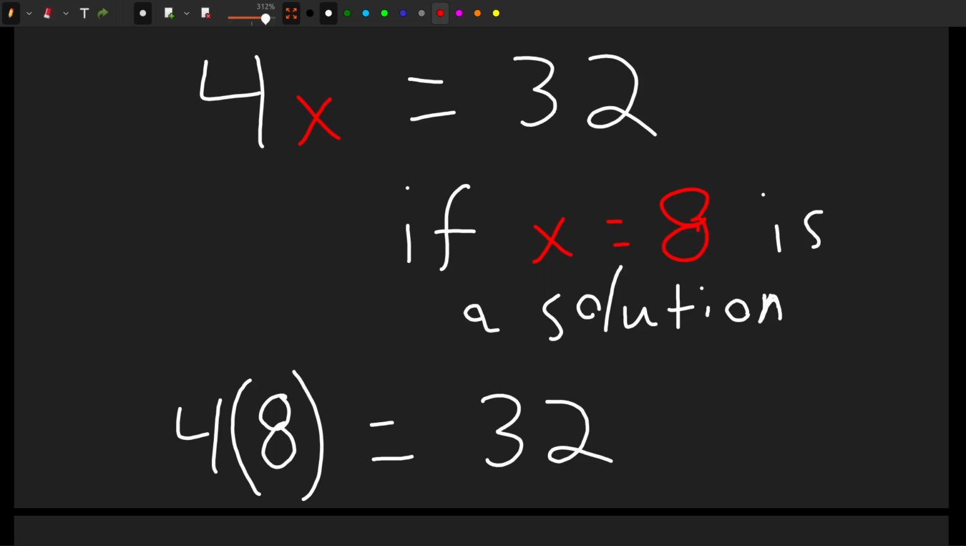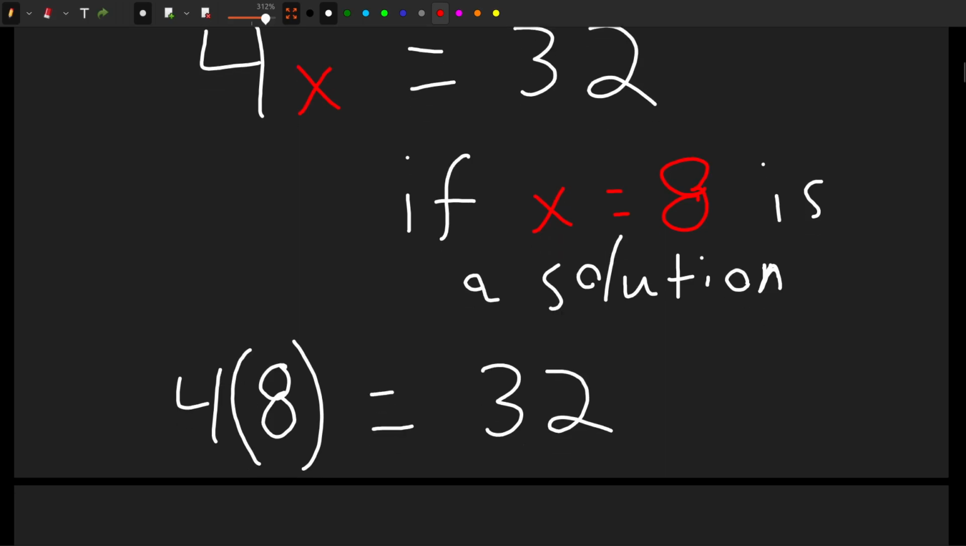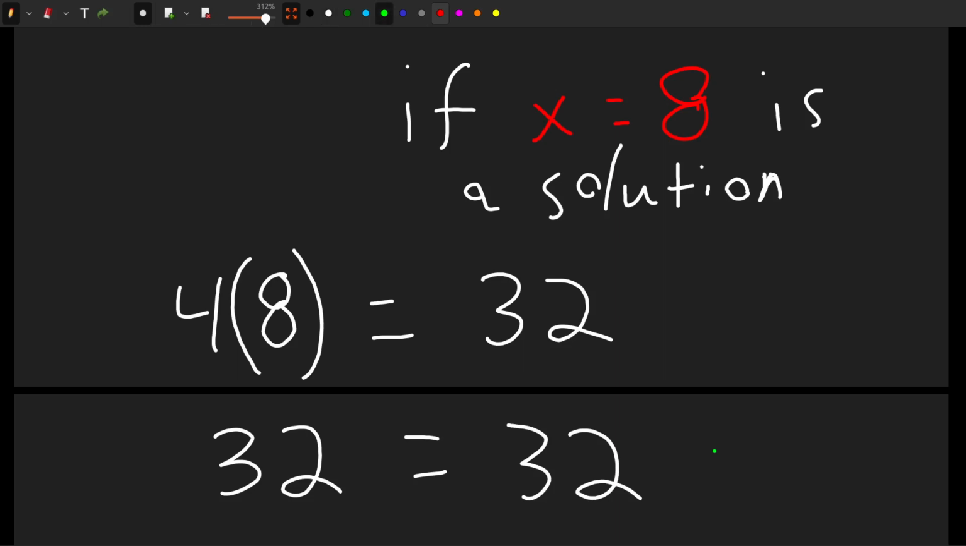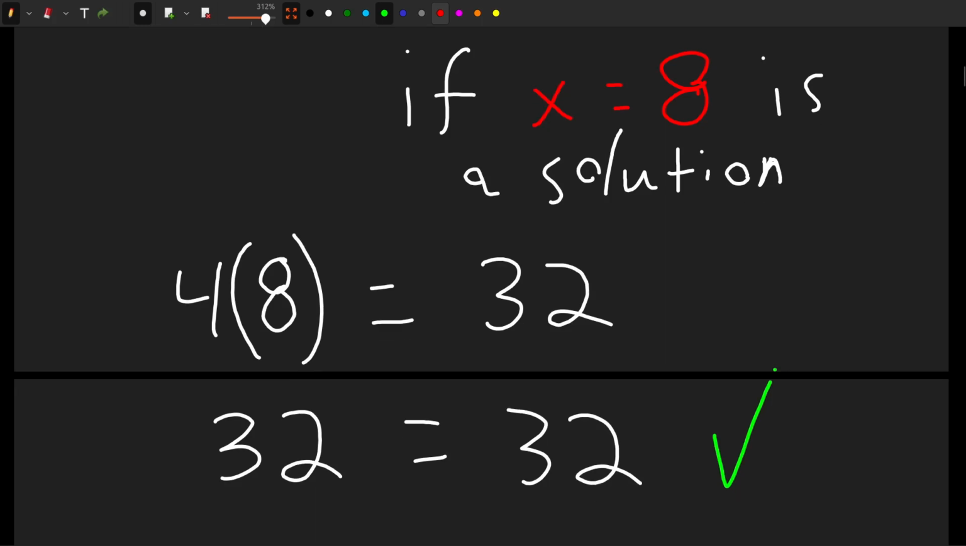On the left side of my equal sign, I have 4 times 8. On the right side, I have 32. Multiplying 4 times 8 together, we get 32 on the left-hand side. And on the right-hand side, we get 32. Obviously, 32 is equal to 32. So that is considered a true statement. Since it's true, this is a solution. x equals 8 is a solution.